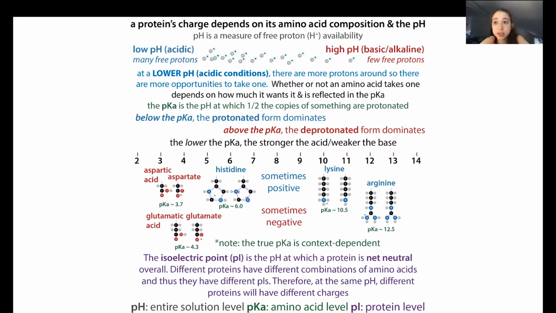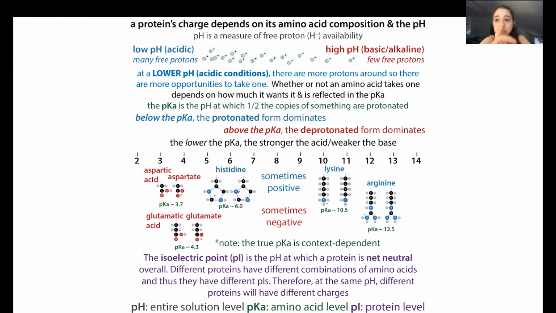So we talked about the solution level, so the pH. We've talked about the amino acid level, so the pKa. And now if we're thinking about a whole protein, we have this term called the pI. So the pI is basically the protein analog of the pKa. It's the pH at which a protein is neutral overall.